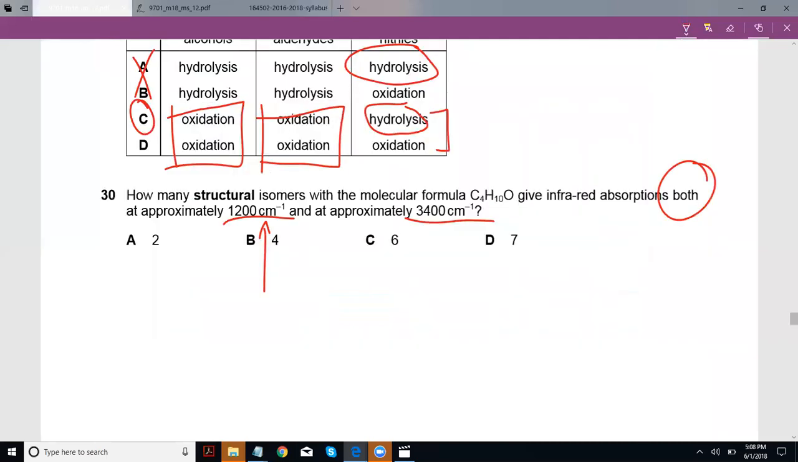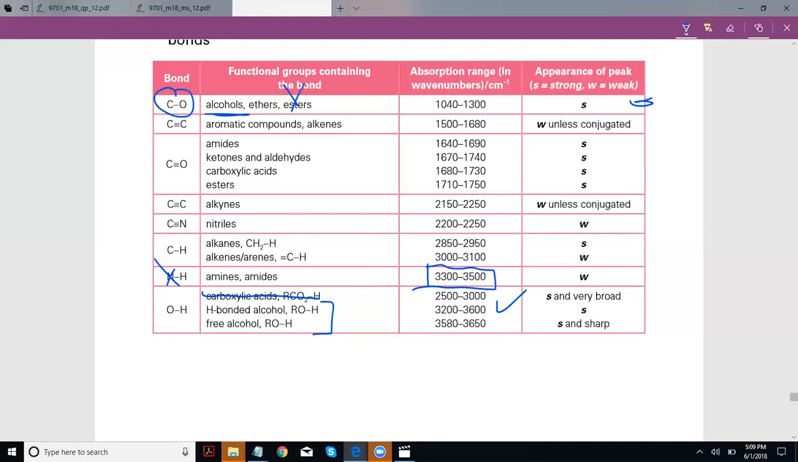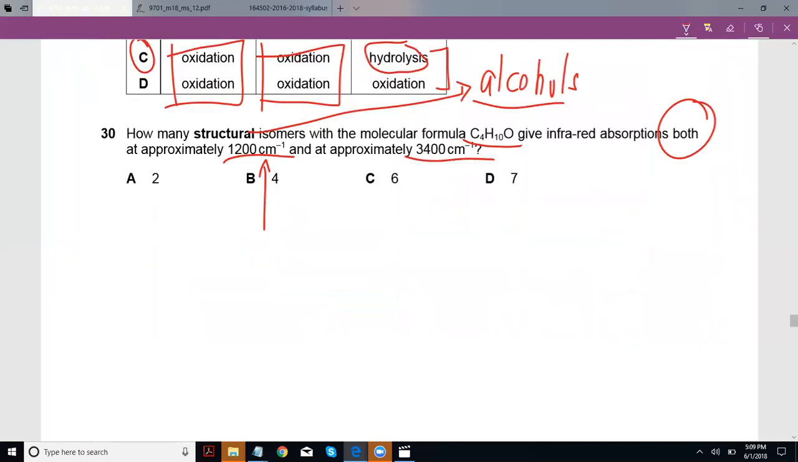So let's try to figure things out. Basically, what they're trying to say is how many structural isomers that are alcohols can happen for C4H10O. That's literally it. I think our work with the data booklet is done. Let's look at how many structural isomers are alcohols for C4H10O.